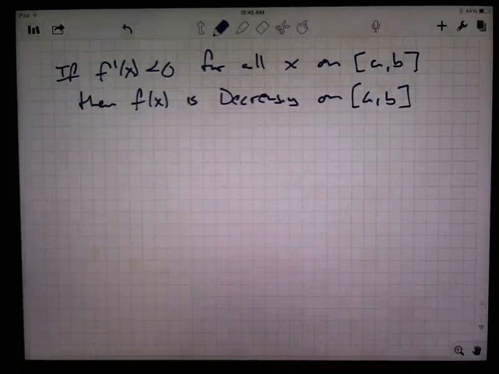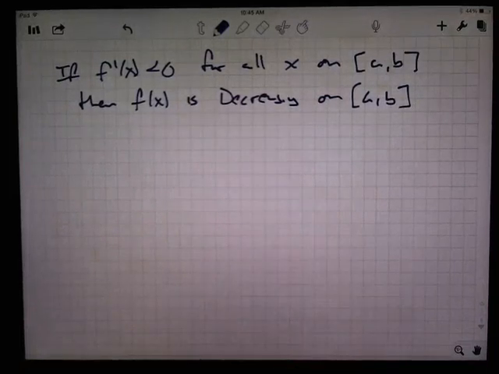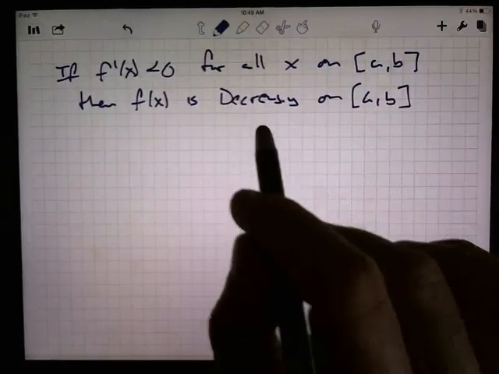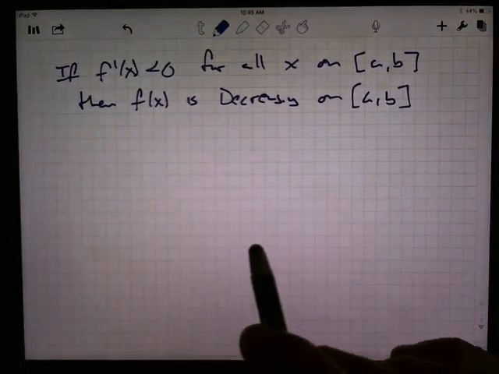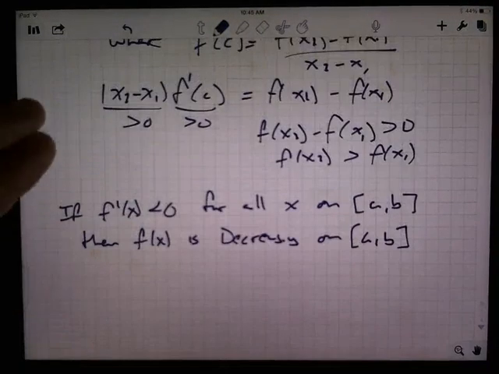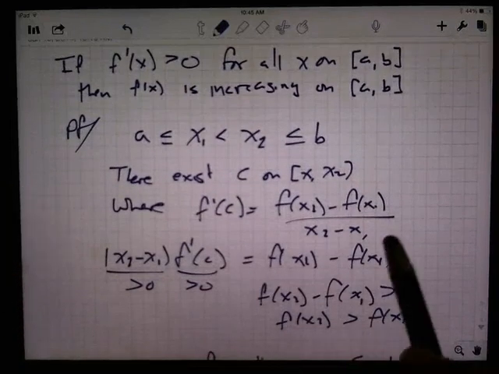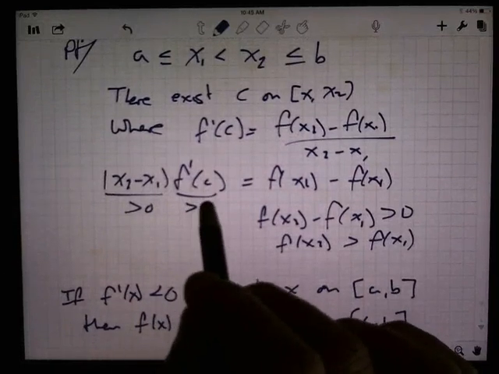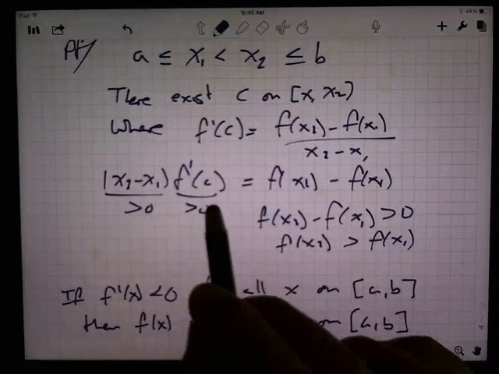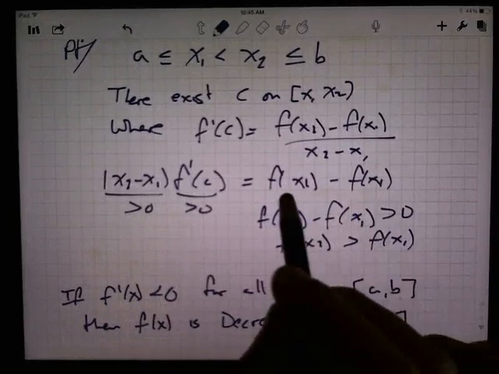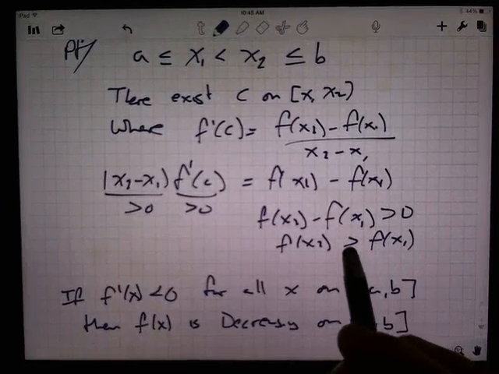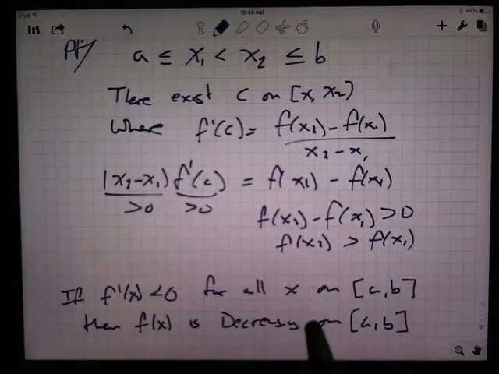If f prime of x is negative for all x on the interval from a to b, then f of x is decreasing on a to b. What does decreasing mean? Well, decreasing means that if you take bigger x values, they'll give you smaller y values. The proof is almost identical to that. The only difference is that at this point, if I had this hypothesis, then this would be negative. This would still be positive, times the negative would be negative. So this difference would be negative, so that would turn this inequality around, and we'd have to say that the bigger x value gives us the smaller y value.